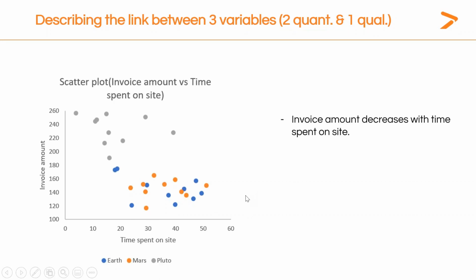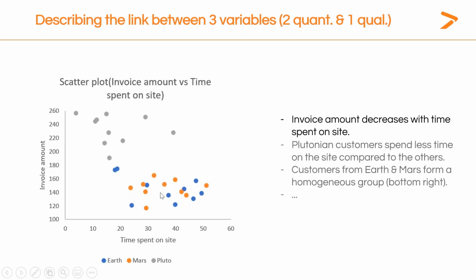Then there are many things we said out of our exploration of this chart. We said, for instance, that very globally, invoice amount decreases with time spent on site. We also said that Plutonian customers spend less time on the site compared to the others, and they also spend a bit more money on the website. So those are the gray dots. Then the blue dots and the orange dots are customers from Earth and Mars. They form a homogeneous group at the bottom right. There are many, many other things we are able to say out of this chart.